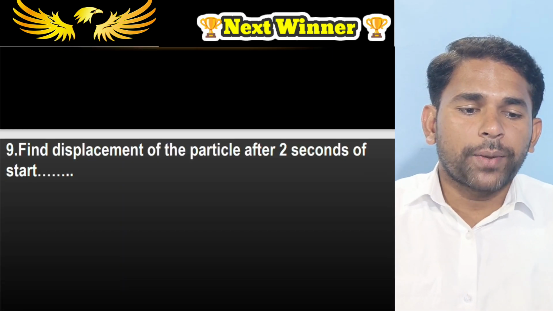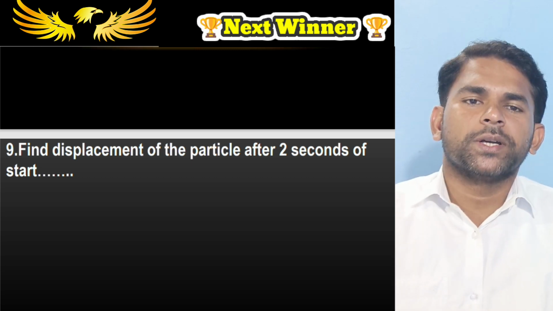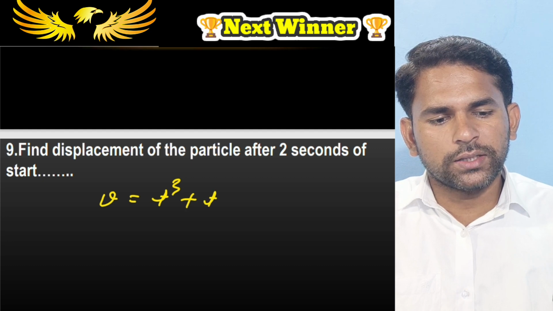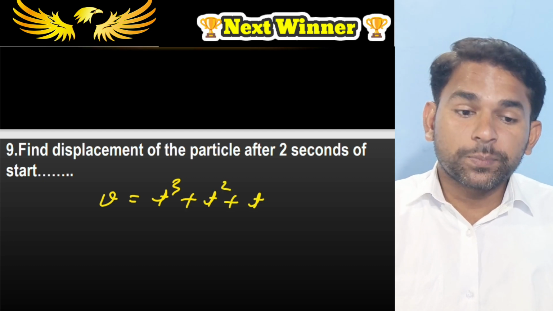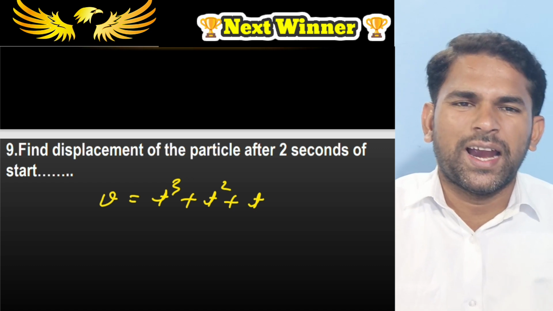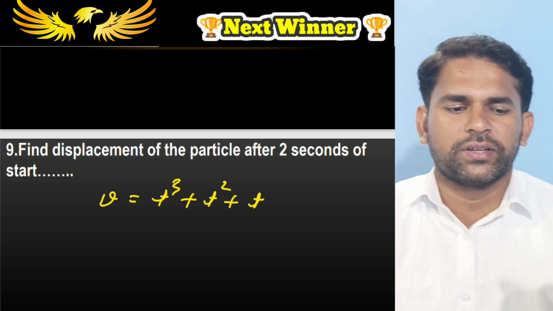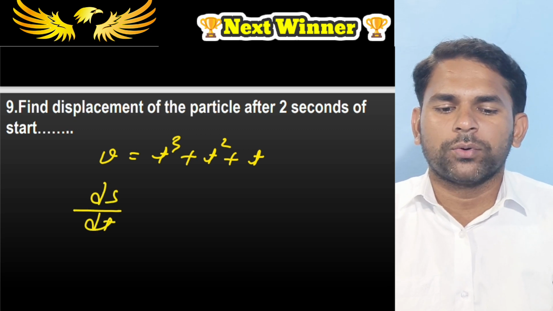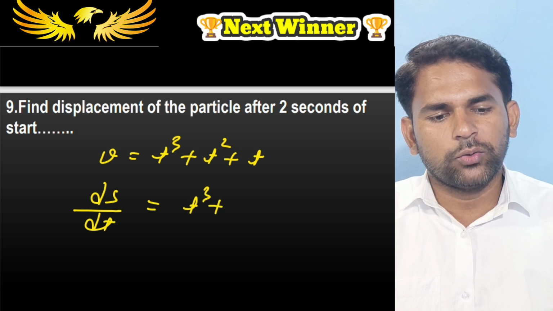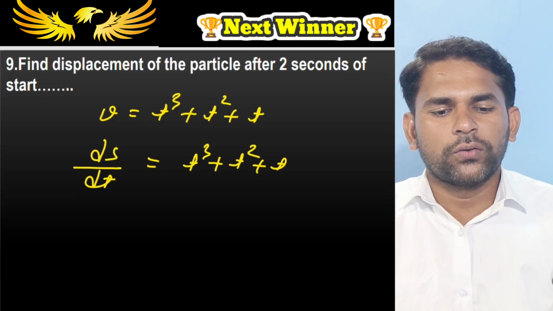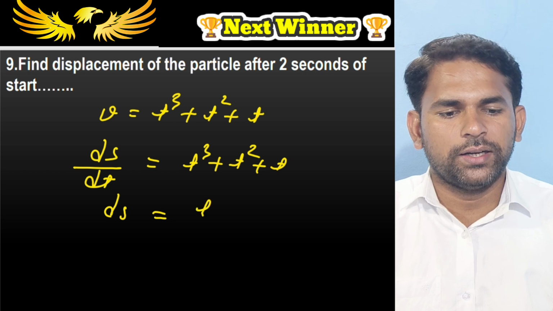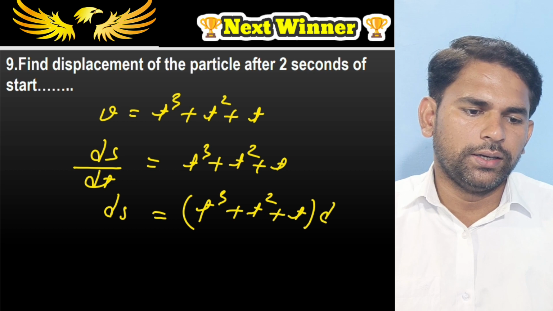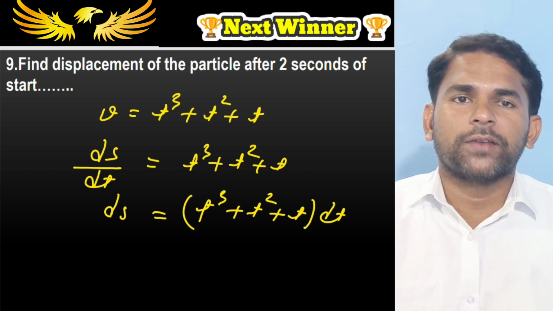Find the displacement of the particle after 2 seconds. Now displacement is asked. The velocity value we got is t cube plus t square plus t. Now displacement is asked at, or after, 2 seconds. So what we need to do here is write in this form: ds upon dt is equal to t cube plus t square plus t. So now we can write a small displacement ds equal to t cube plus t square plus t, and here we write dt. They are asking displacement of the particle after 2 seconds.